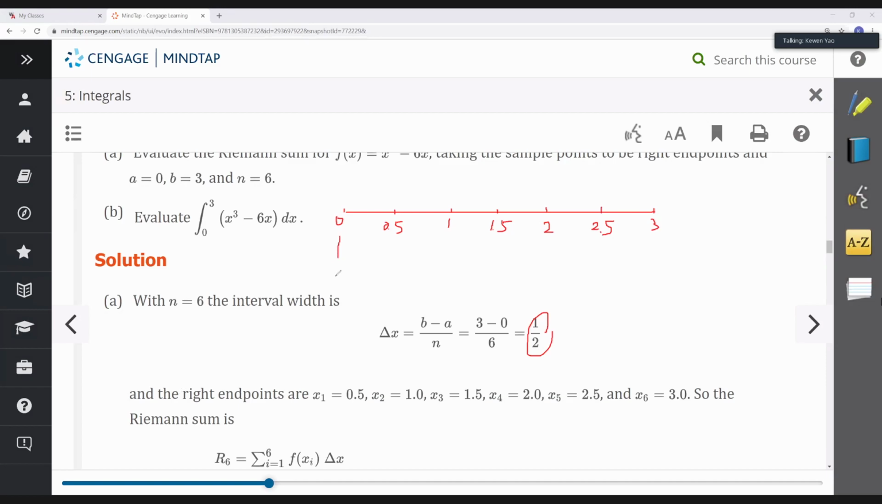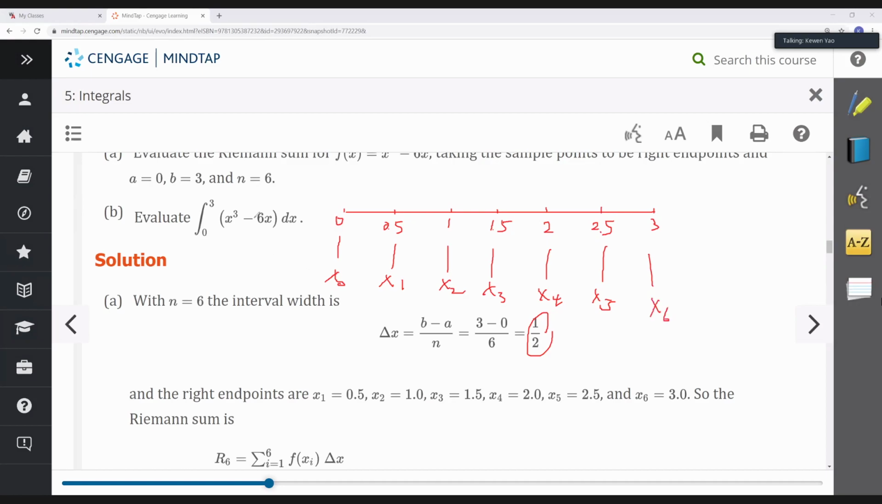This number is called x0, and this will be x1, and this will be x2, and this will be x3, and this number will be x4, and this number will be x5, and the last number will be x6.